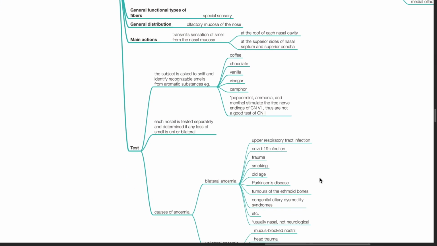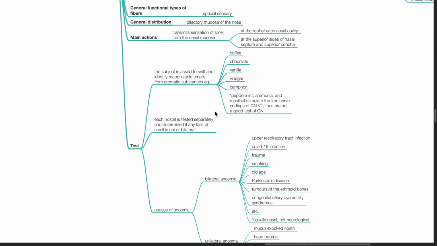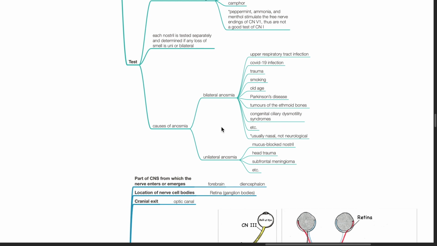Testing of cranial nerve 1. The subject is asked to sniff and identify recognizable smells from aromatic substances such as coffee, chocolate, vanilla, vinegar, or camphor. Peppermint, ammonia, and menthol stimulate the free nerve endings of cranial nerve V1 and thus are not a good test of cranial nerve 1. Each nostril is tested separately and determined if any loss of smell is unilateral or bilateral.